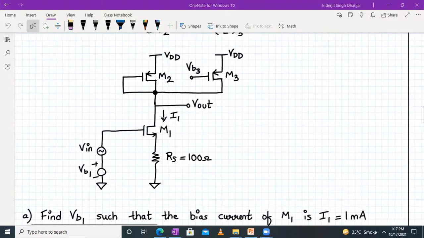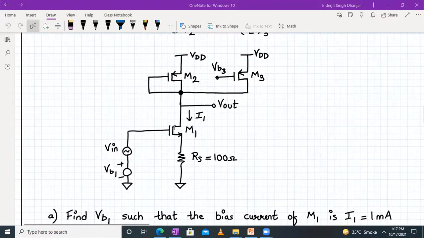Fine. And we have M1, which is connected in the common source configuration, because input is applied to the gate terminal and output is taken from the drain terminal. At the input side, we have Vin and we have VB1. Now, VB1 is to bias the M1 transistor into saturation. M2 is already diode connected, so it's in saturation. And M3 transistor is in saturation with the help of VB3 biasing.